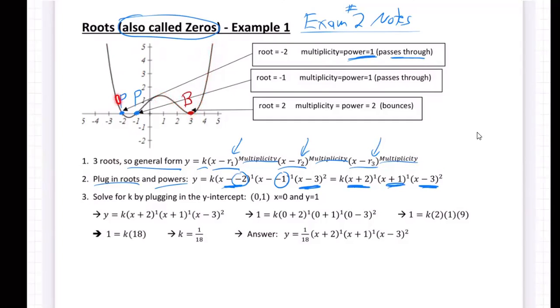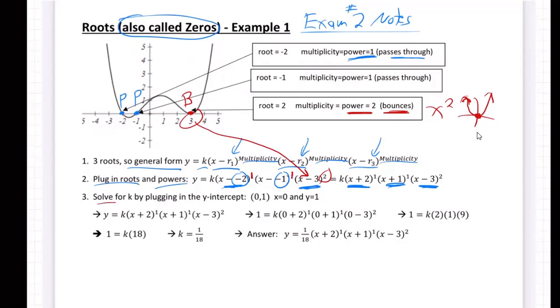Instead of passing through the x-axis like it does at these 2 places, at this place it bounces. Well, the power is 2 wherever it bounces. How do we know that? Remember the graph of x squared? What does that look like? It bounces. Right, x squared is a bouncer. So no big surprise: whenever you have a bounce, that's going to be a power of 2. That's why x minus 3 ends up having a power of 2, whereas the other ones just have a power of 1 because they're passers-through.